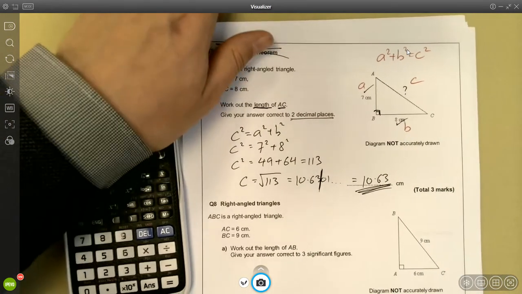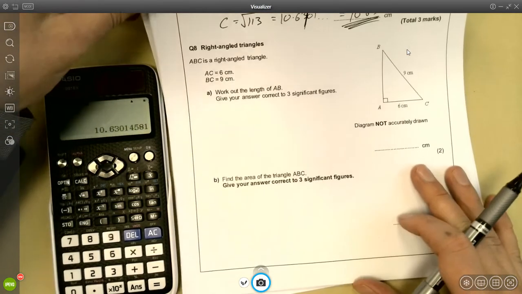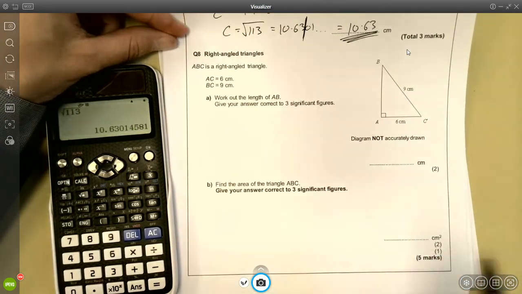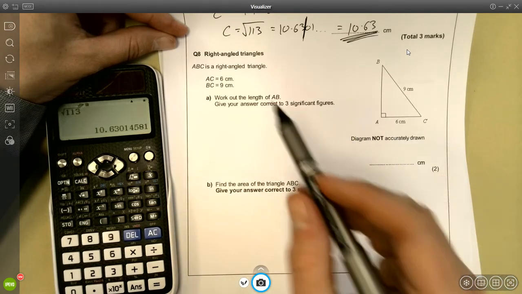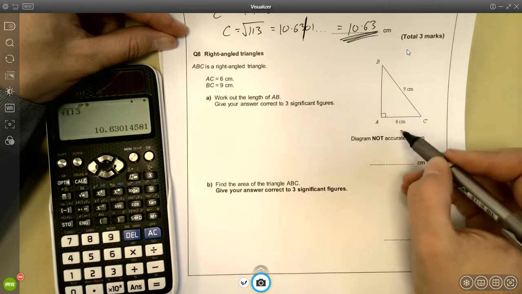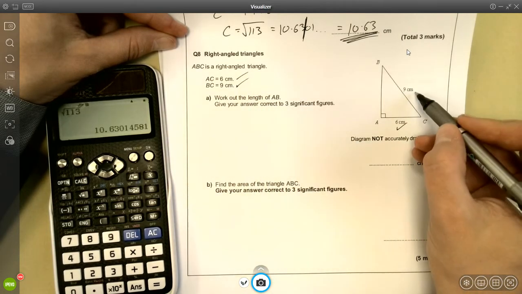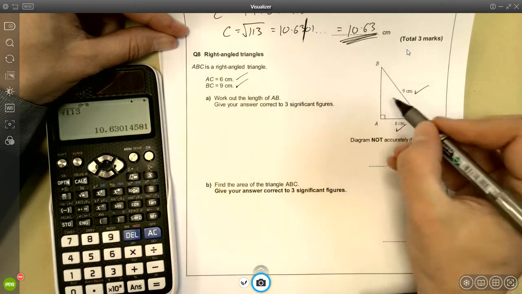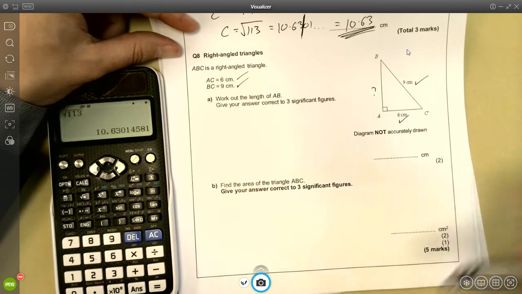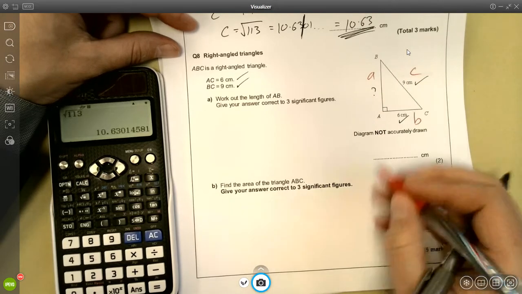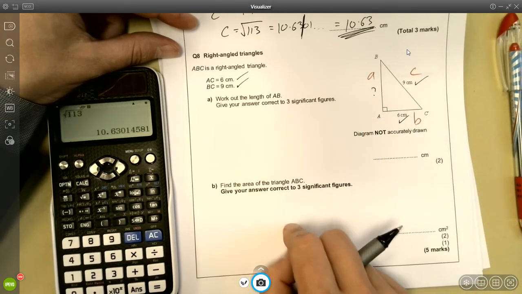Okay, let's do question 8. So it's right angle triangle. Again, something really similar. We get AC, 6, just not telling us anything else, and 9, that's the longest side, but we want to find this one, the shorter side. So we've still got the 2 shorter sides as A and B, the longest side as C. But here we're finding a shorter side.